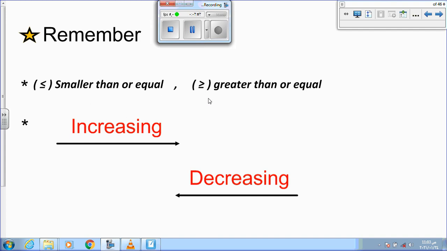And remember, on the number line, when we are going to the right side, we are increasing. The number becomes greater or bigger. When going to the left side, we are decreasing the number. The number becomes smaller.